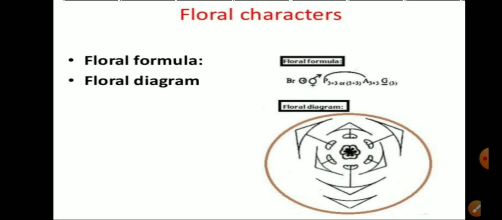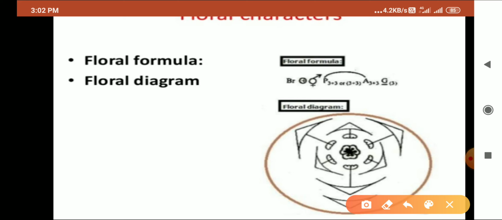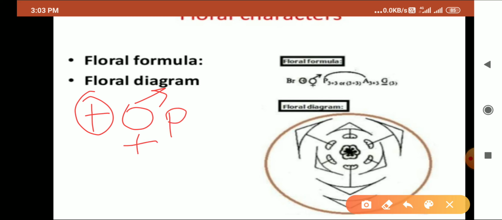Floral formula. Here the floral formula can be represented like this. In this family, you are able to see that we have a bracketed kind of flower, and the symmetry is actinomorphic symmetry with the bisexual flower, and these petals. Perianth includes sepals and petals, so they are in 3 plus 3 condition, and the perianth is joined with the androecium.